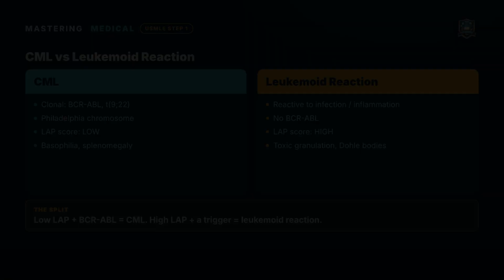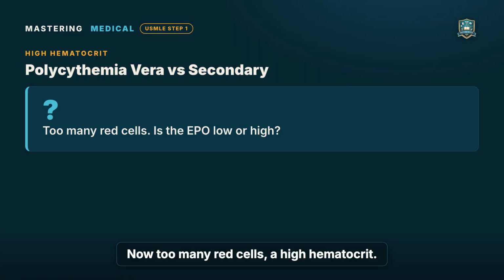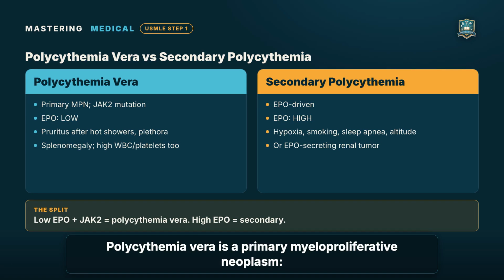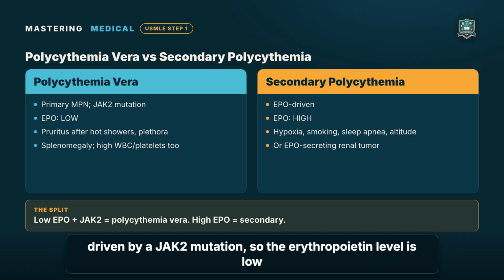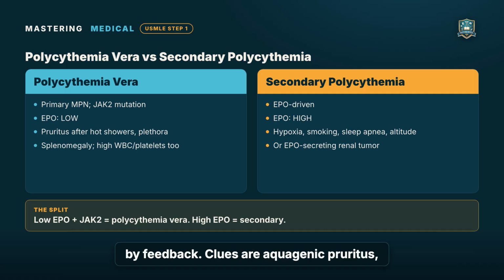Now too many red cells, a high hematocrit. The single best test is the erythropoietin level. Is it suppressed or is it driving the red cells up? Polycythemia vera is a primary myeloproliferative neoplasm. The marrow makes red cells autonomously, driven by a JAK2 mutation, so the erythropoietin level is low by feedback.